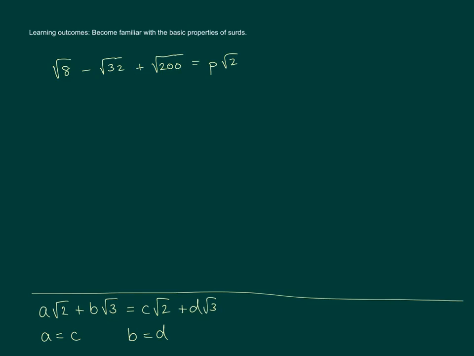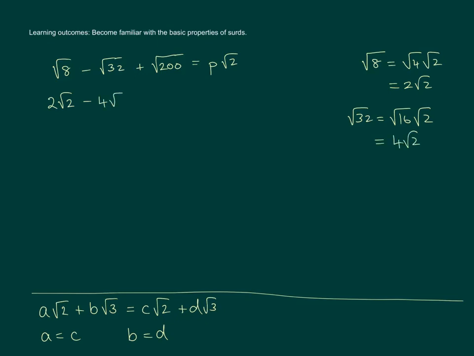Well, the square root of 8 is the same as the square root of 4 by the square root of 2, which is 2 root 2. So that's 2 root 2 minus. Think of the square root of 32 as the square root of 16 by the square root of 2, which is 4 root 2. And then you've got the square root of 200, which is the square root of 100 by the square root of 2, which is 10 root 2.